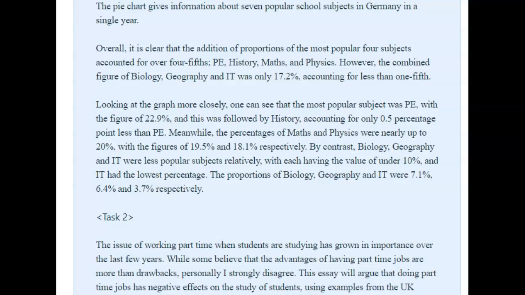Okay, the pie chart gives information about 7 popular school subjects in Germany in a single year. Overall, it is clear that the addition of proportions of the most popular 4 subjects accounted for over 4/5: PE, history, maths, and physics. However, the combined figure of biology, geography, and IT was only 17.2, accounting for less than 1/5. Okay, I like this sentence.